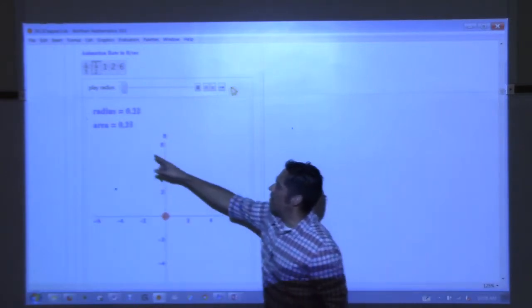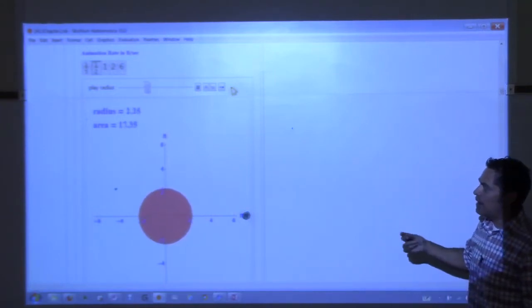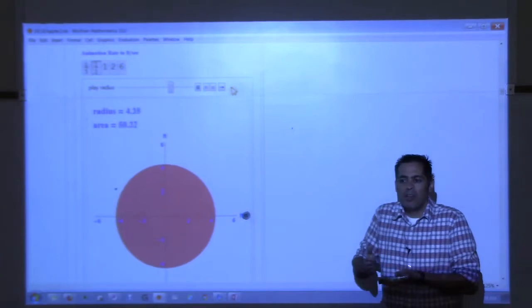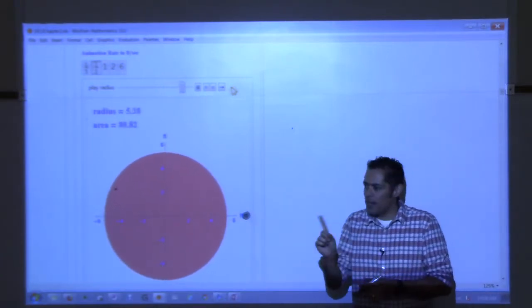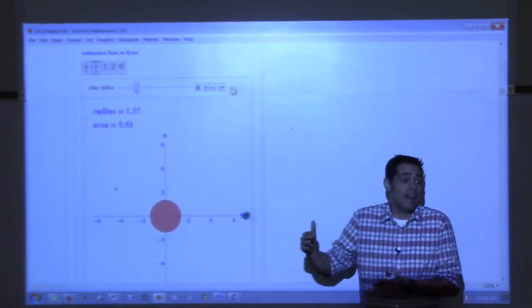But look at the area. 1, 2, 3, 4, 5, 6, 7, 8. See how it's getting faster and faster? So as the radius increases at a constant rate, the area is not increasing at a constant rate. It's accelerating. It's actually getting faster.